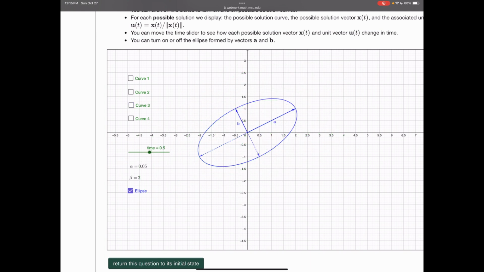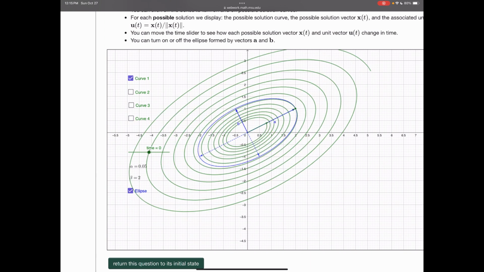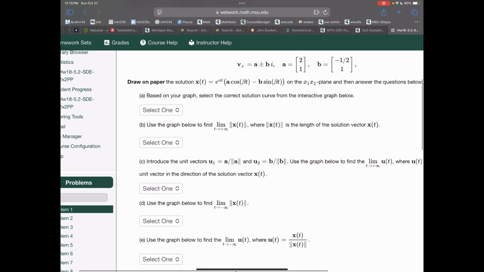So that cannot be. This one, at t equals 0, where are we? At t equals 0, we are also at the vector negative a, and then we are spinning. Well, it doesn't matter where we spin. At t equals 0 it is not in the ground position, the solution. So this cannot be. So it has to be solution 1. Perfect. So we go here and we say solution 1.